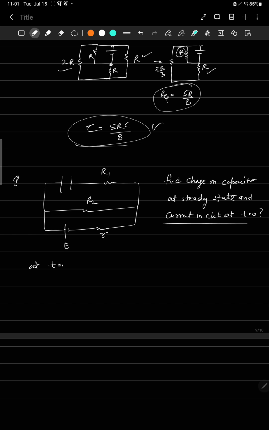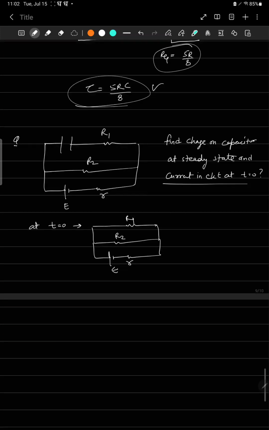So at t equal to 0, what do we know? The capacitor behaves like a connecting wire. So I'll draw a replacement diagram. In place of the capacitor, I'll draw a connecting wire. There's an R1, there's an R2 in parallel, and there's a battery with small r. So we need to find the current here. For that we can calculate the R equivalent, which is R1R2 by R1 plus R2, plus r. So what is the current in the circuit? E by this R equivalent. Just put the value here, and that will be the current in the circuit at t equal to 0.